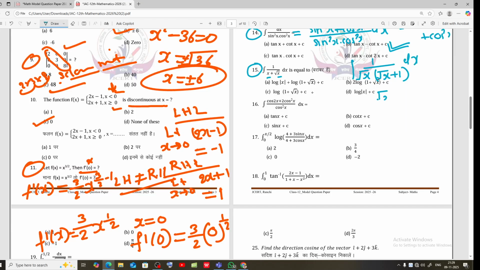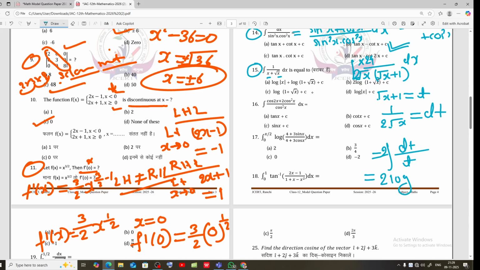First we put root x plus 1 as t. That means 1 by 2 root x dx equals dt. But the question does not have 1 by 2 root x, so we multiply by 2 and also divide by 2. That means your question changes to 2 times the integral of dt by t.